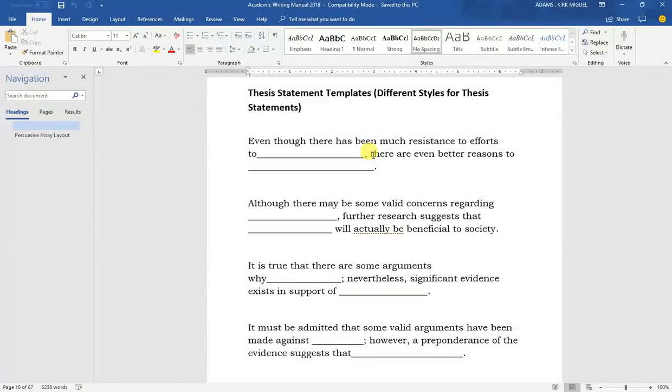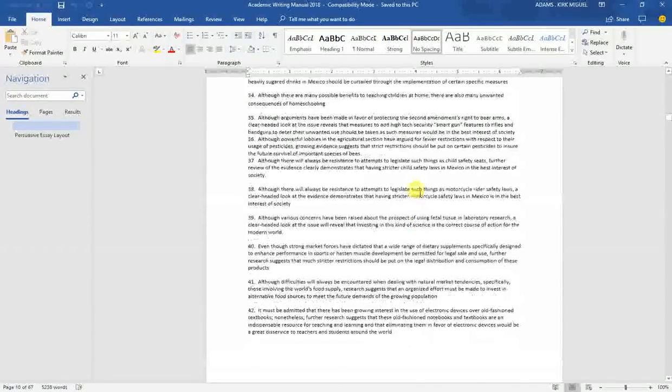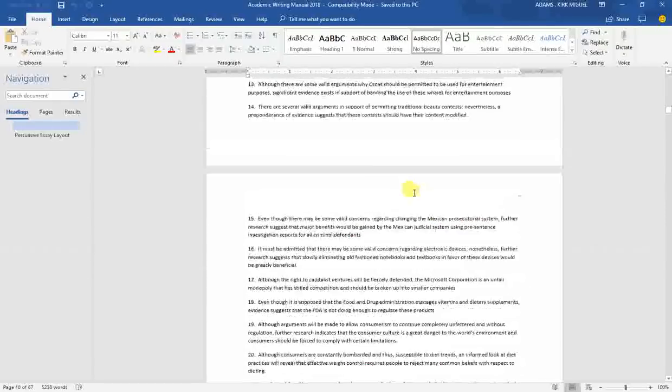And that's just the way that these contrast words work. They do not create a balance like different contrast words. It's very clear that the second side of the thesis statement is always the author's argument. So it's really important to understand that whatever comes on the second side of the thesis statement with these styles is the author's argument. So let's take a look at some thesis statements from the manual.